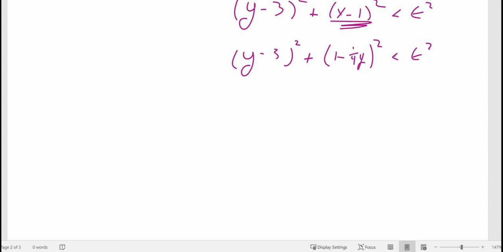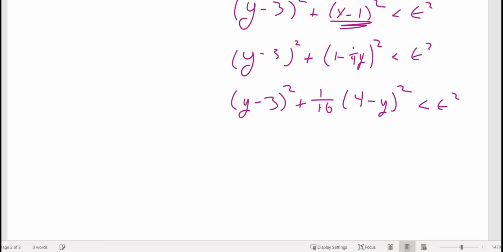Now if we were to graph this, it's just a quadratic, right? Now what you'll see in the book, they factored out a 1/16. So that would be 4 minus y squared less than epsilon squared. And then they rewrote stuff, and I don't think that that's particularly pertinent, but they did.